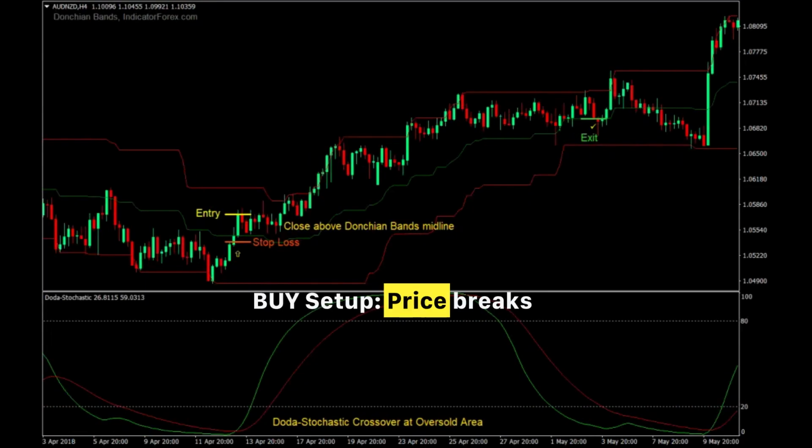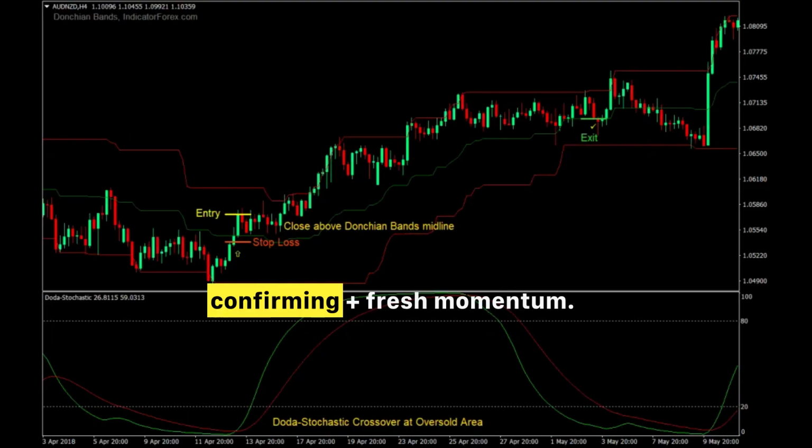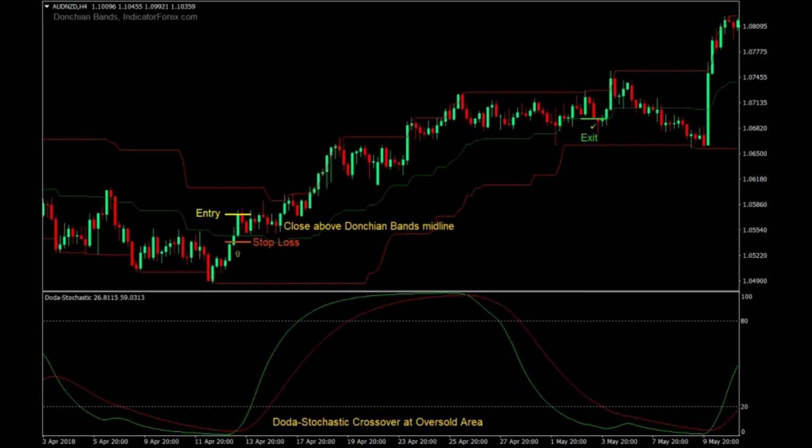Buy setup. Price breaks above the upper Donchian band. Trend is up. Wait for a pullback toward the middle line without closing below it. Enter long once price bounces and closes above the middle after the pullback. Trend confirming plus fresh momentum.